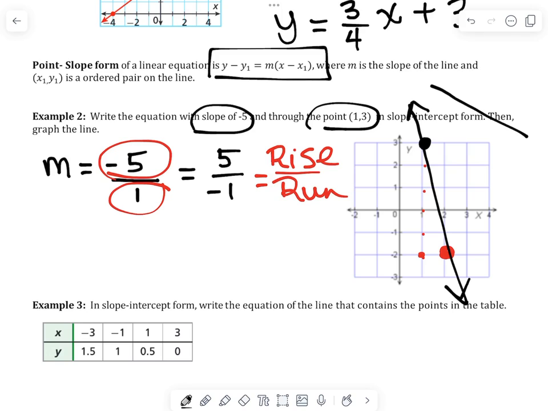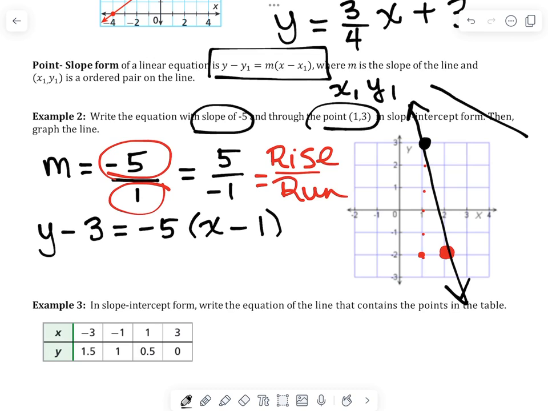Now we want to come up with the equation using this point-slope formula. So we substitute the point and the slope into that formula. y minus y sub 1, which is 3, equals m, -5, times x minus x sub 1, which is 1. So that would be point-slope form.